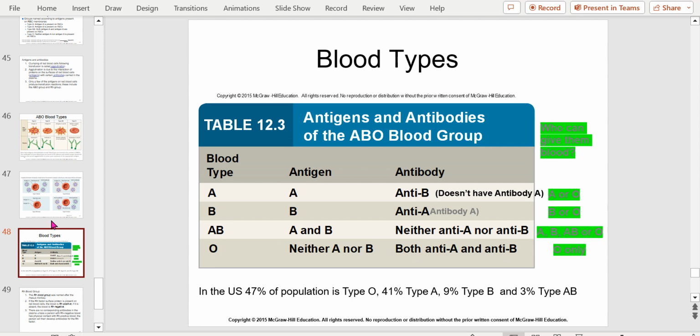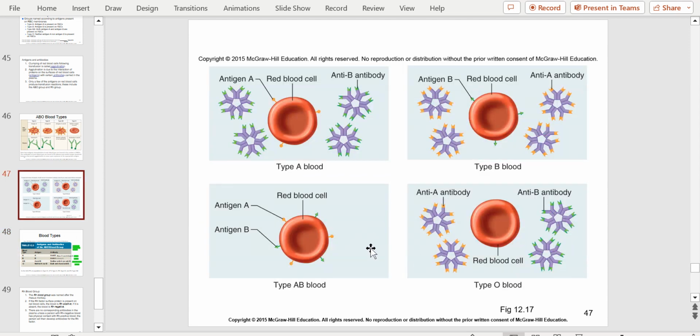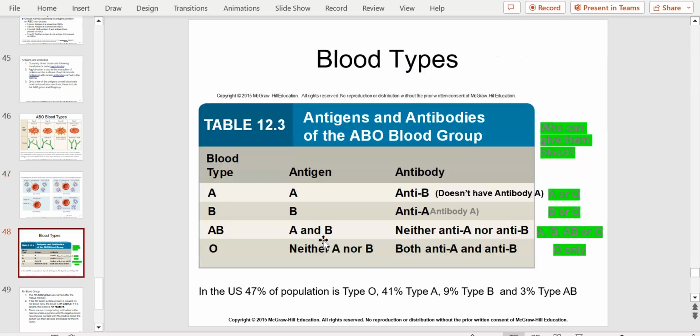Okay. Why is that? No antibodies. None. These antibodies here aren't going to attack this one. These antibodies here aren't going to attack because there isn't any, right? So AB can receive from anybody. O, okay, can be given to anybody, but O can only receive O. Okay. Interesting stuff.